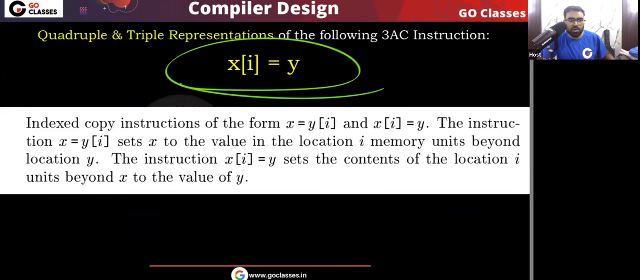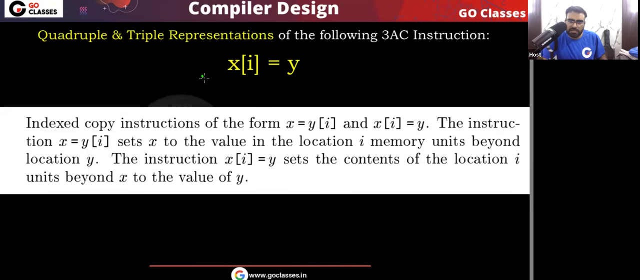Now let's see how to represent this next indexed copy instruction in the quadruple and triple representations. You can see this is another indexed copy instruction. Here we have x[i] equal to y. Basically here the indexing, or I can say this operator, this bracket, is on the left side of the assignment. What is the meaning of this instruction?